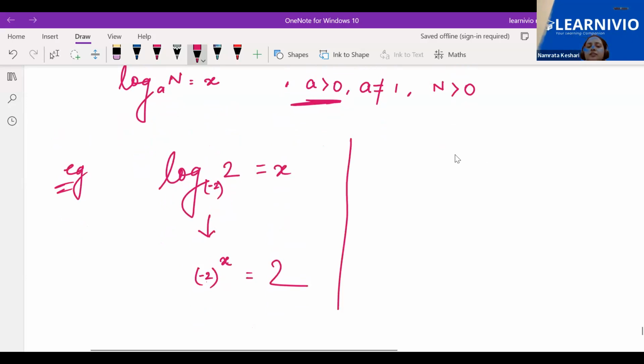But here it's written that it can't be 1 also. Why is it written like this? Let me take one example by taking 1. Is it even possible to take 1? If I take the same example, log 2 base 1 is equal to x. If we try converting it into exponential form, what are we going to have, Annapurna?